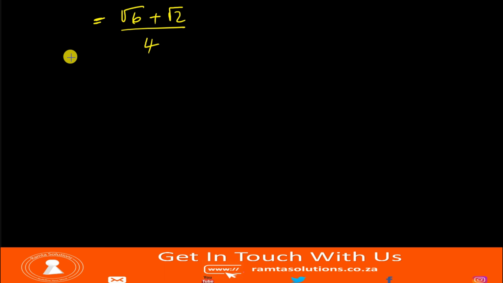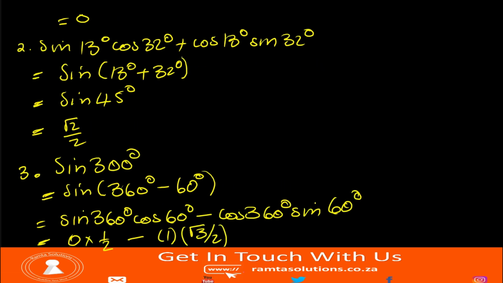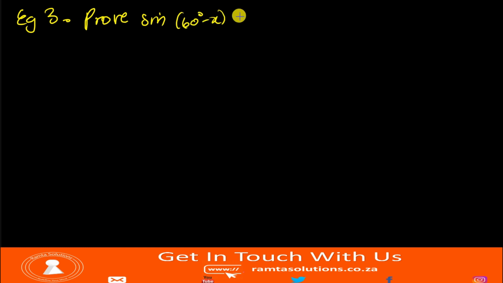Now, let's try one last example. What example number is this? Example 3. Okay, now example 3, I will say prove. Prove sine 60 degrees minus x plus sine 60 degrees plus x equals square root of 3 cos x.